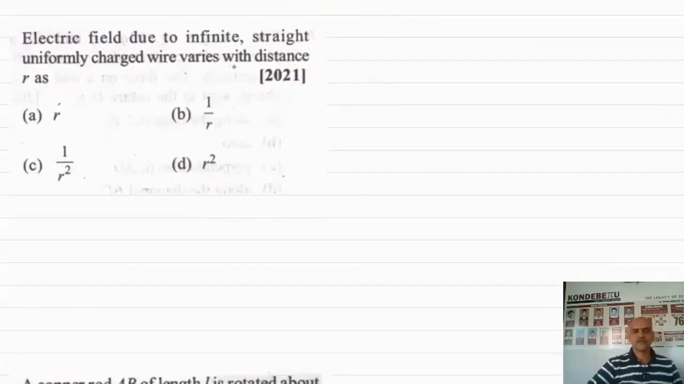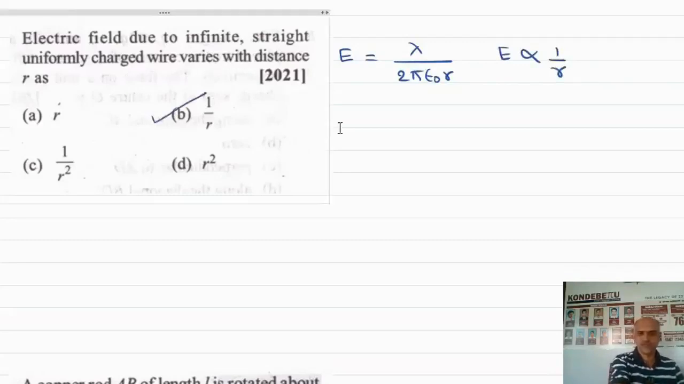Electric field due to an infinite line. So E is given by lambda by 2 pi epsilon naught into R. So electric field is inversely proportional to R. It varies with distance as 1 by R. Option B. Next, let's take up the next one.